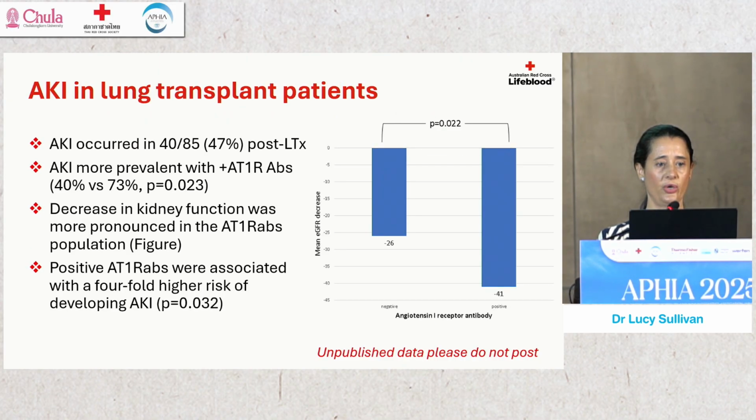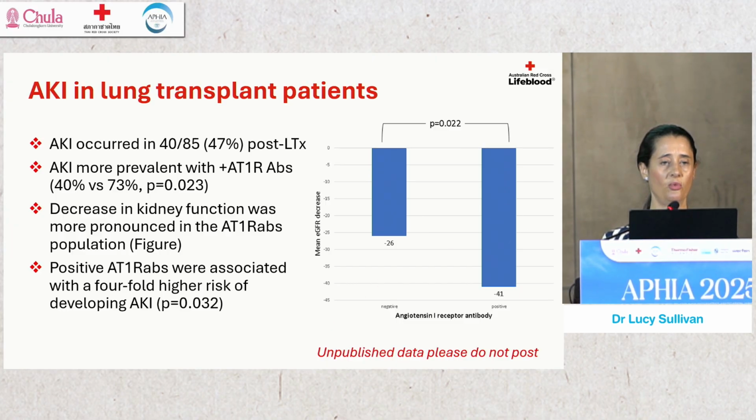So in this cohort, AKI did occur in 47% of the cohort, and it was much more prevalent in lung transplant recipients that had high levels of AT1R antibodies. The decrease in kidney function was much more pronounced, as you can see in this slide here, indicating that positive AT1R antibodies was associated with a 4-fold higher risk of acute kidney injury.